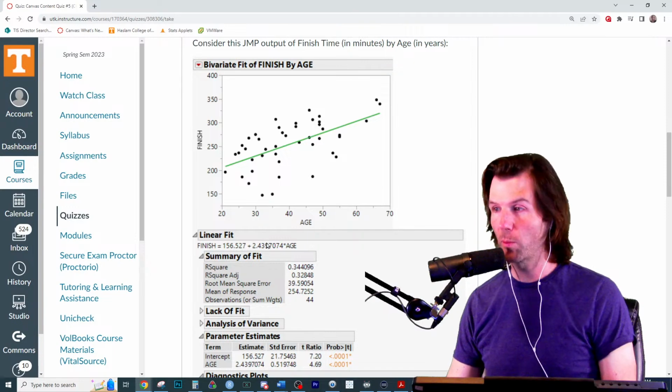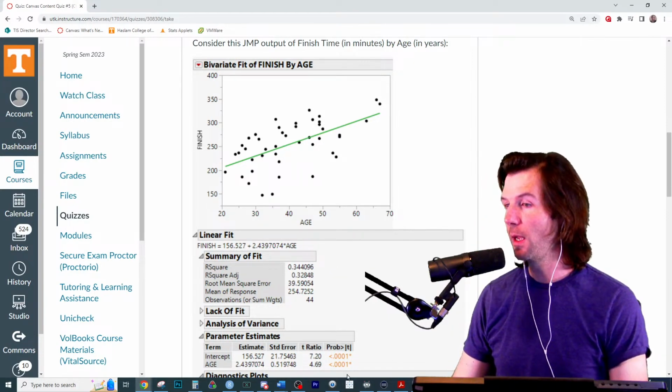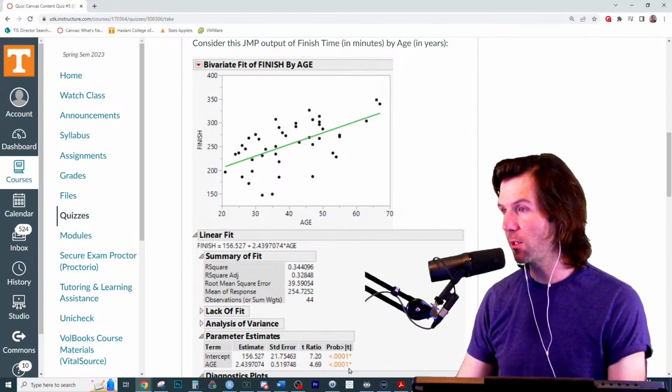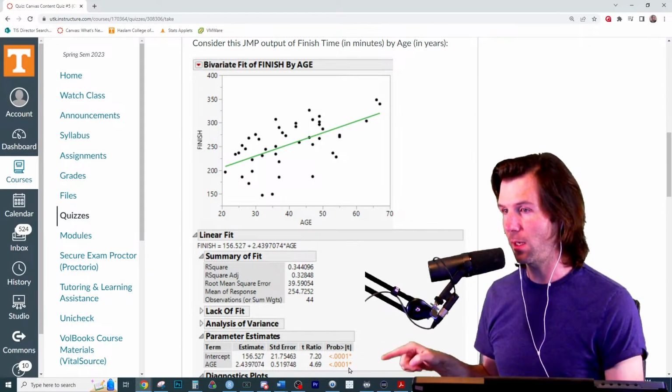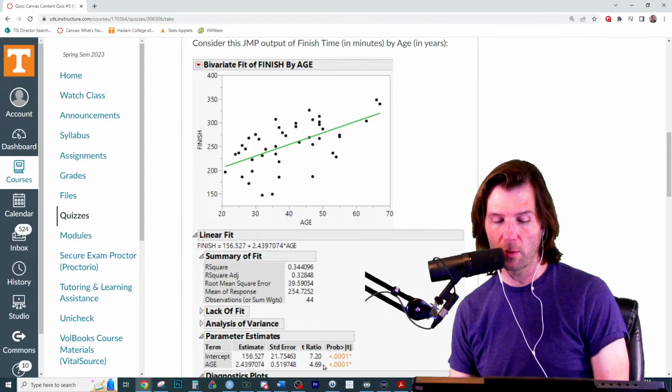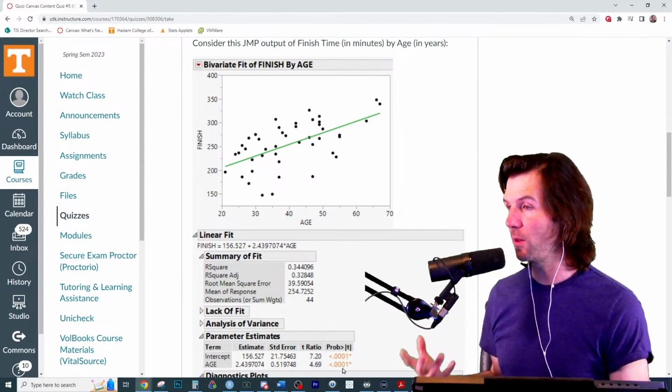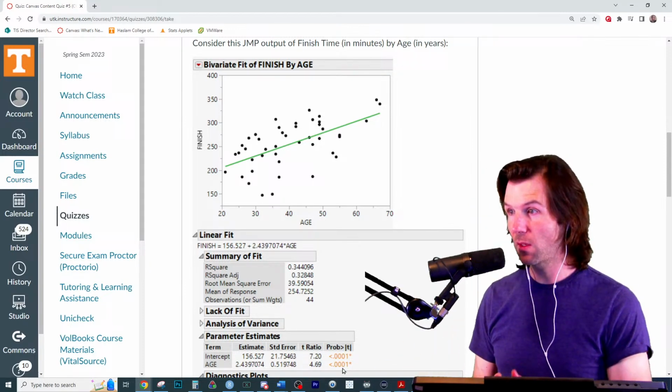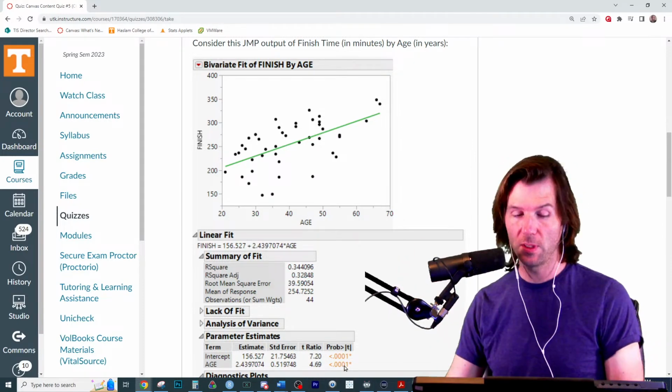Interpret the intercept, interpret the slope, interpret the R squared, and know that the p-value of the slope is the statistical significance of the model, i.e. this model is statistically significant because the slope coefficient, the one associated with age, has a p-value that is below 0.05. These are the things to know from this output.